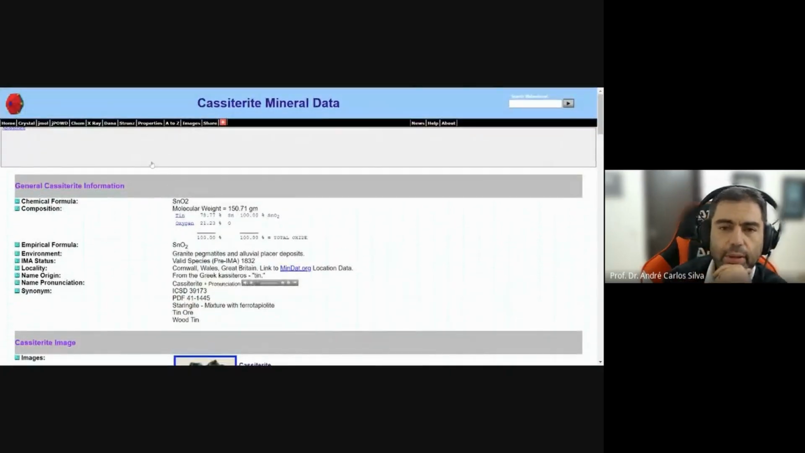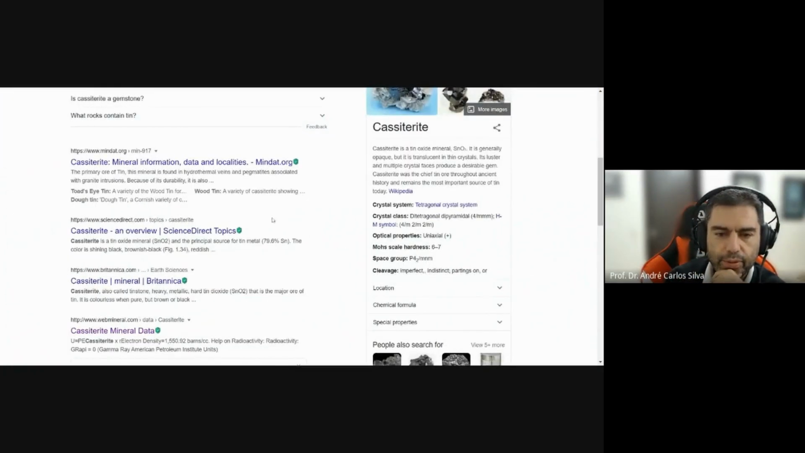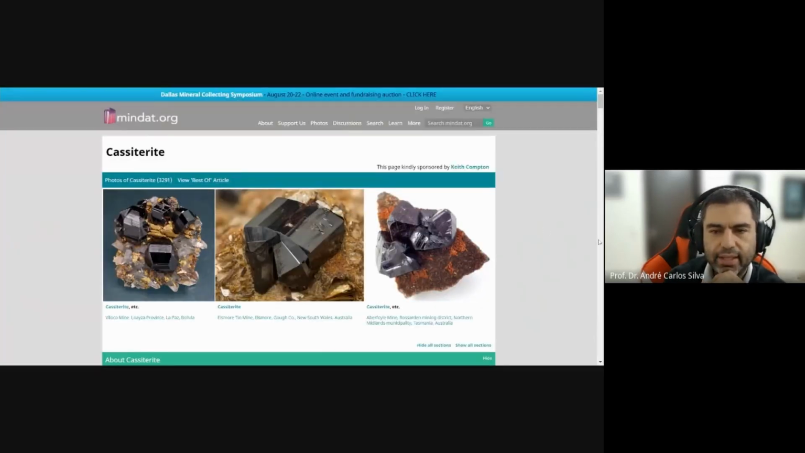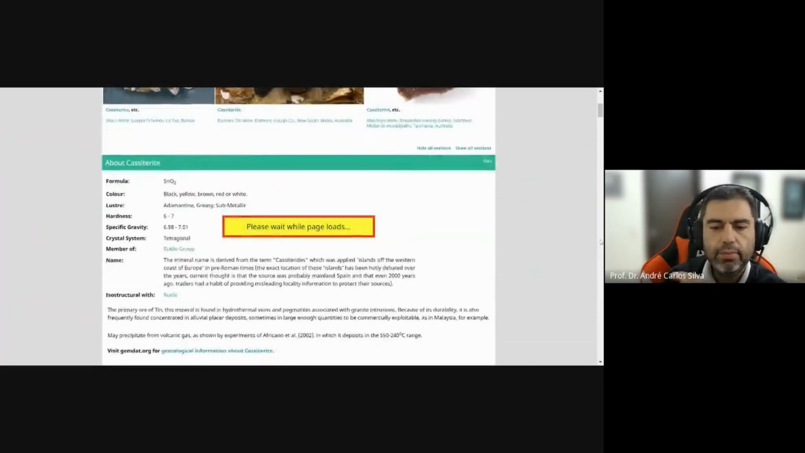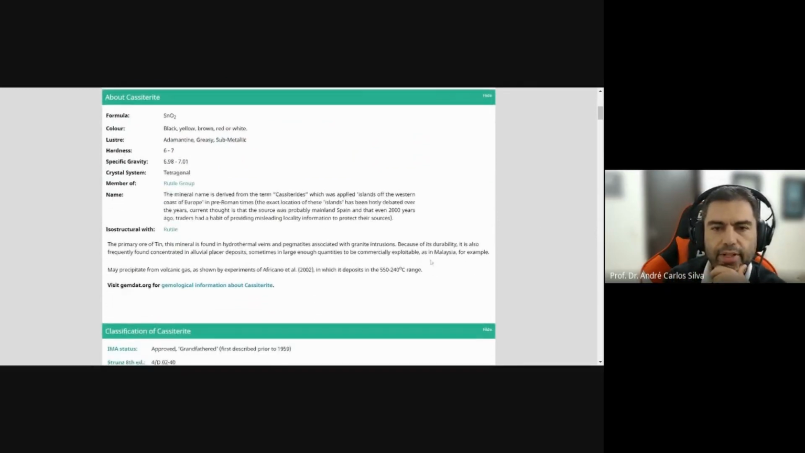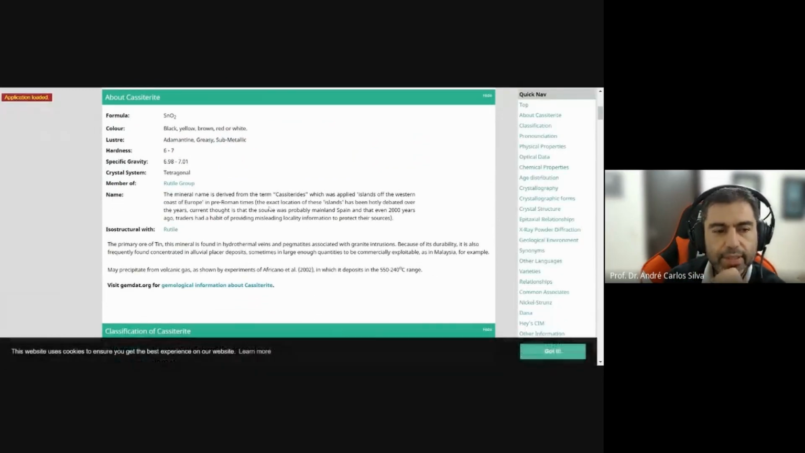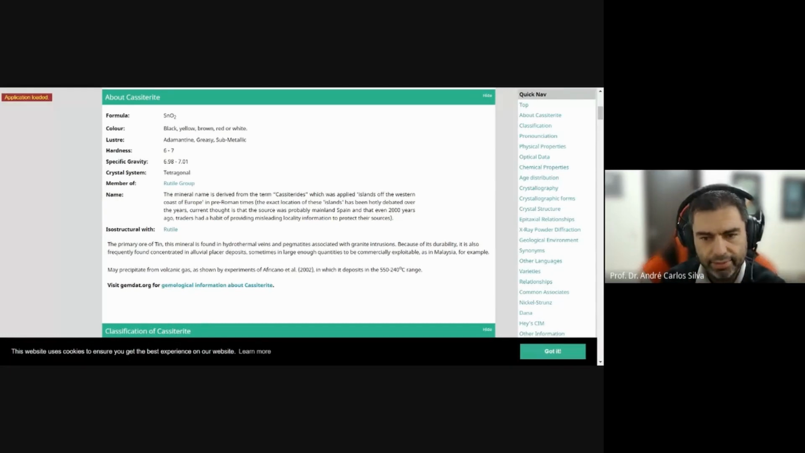So I'm going to come back and show you now Mindat. When I go to Mindat, it's this one. It's going to be almost the same, but the first thing I'm going to talk about is a little bit about cassiterite, about the mineral. Oh, it's a rutile group mineral. Yeah, it's quite nice, but I don't want this information. I don't want to know about luster, about hardness, so I have to keep browsing.